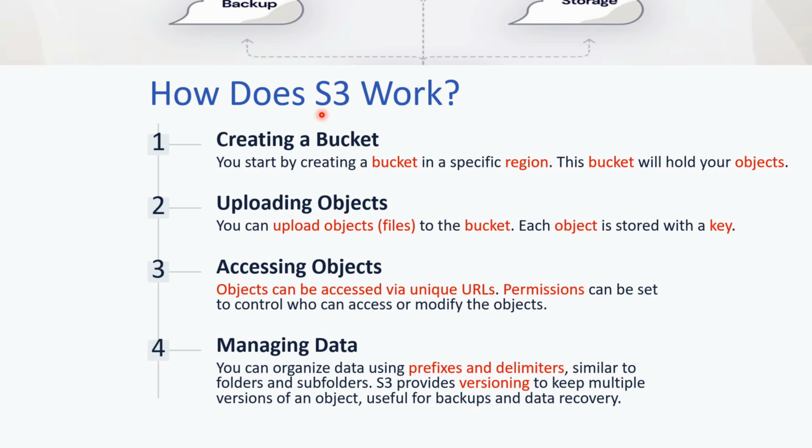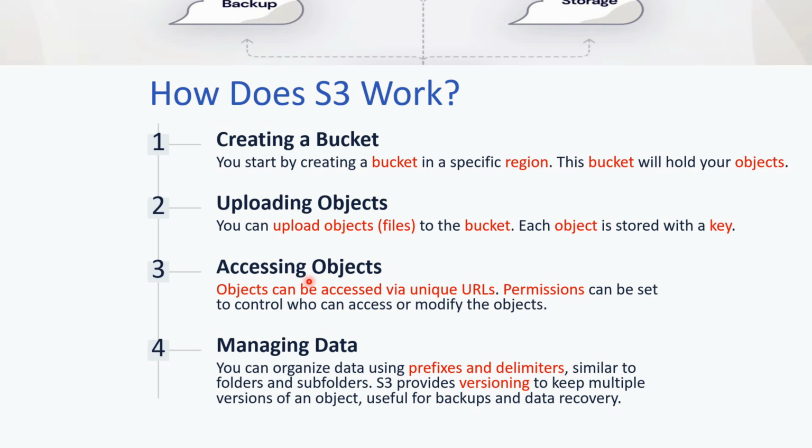Now we will see how S3 works. The first step is creating a bucket. You start by creating a bucket in a specific region. The bucket will hold your objects. The second step is uploading objects. You can upload objects or files to the bucket. Each object is stored with a key.